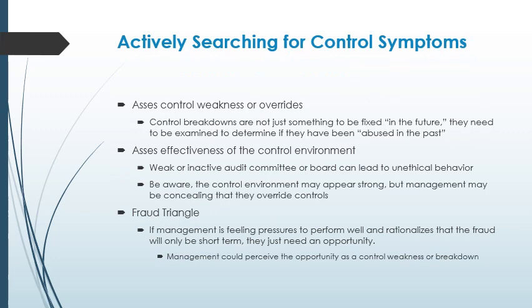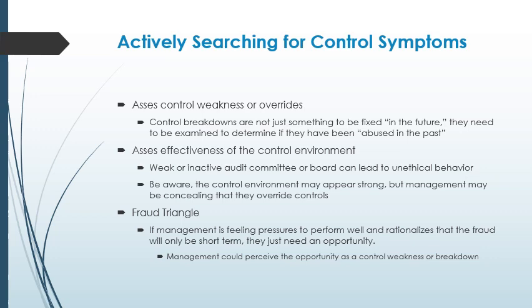So when actively searching for control symptoms, it's good to assess the control weaknesses or overrides within a company. Control breakdowns are not just something to be fixed in the future. They need to be examined and determined if they have been abused in the past. You should also assess the effectiveness of the control environment. As we've learned before, a weak or inactive audit committee or board can lead to unethical behavior.